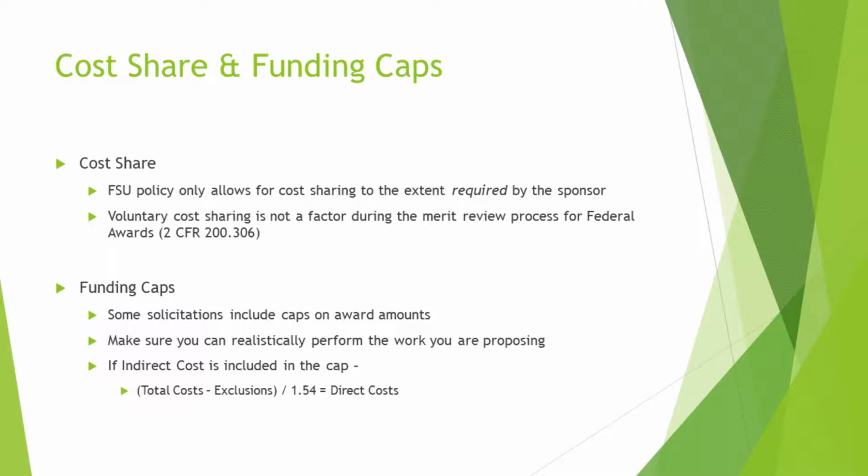So this little formula, which is on your handouts, if you do have indirect costs included, you can take the total project budget, minus your exclusions, and then divide to tell you how much you have to budget towards direct costs. So that's just a little cheat formula for you there.